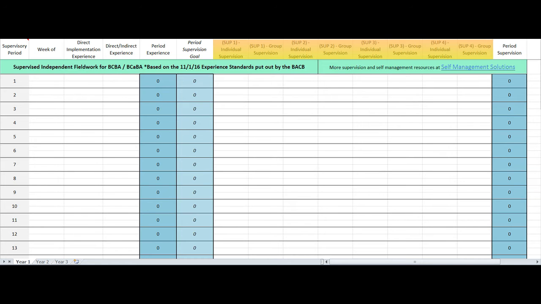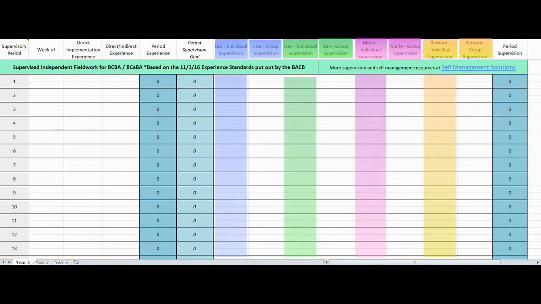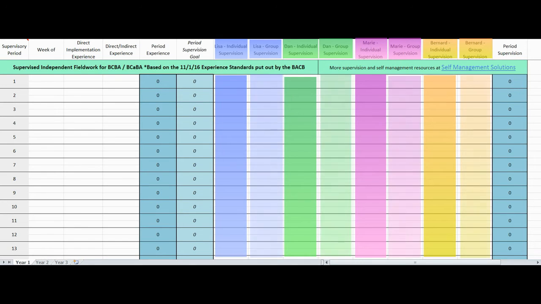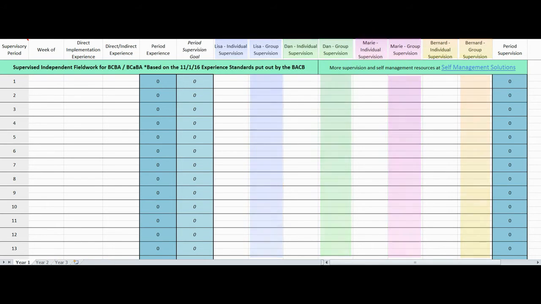The first thing you're going to want to do is change the supervisor numbers to the actual names of your supervisors. And once you have your names changed here, you notice that for each supervisor, it allows you to track individual supervision and group supervision. And the reason for this is because, again, a requirement by the BACB is that no more than 50% of your supervision acquired each supervisory period can come from that group supervision.